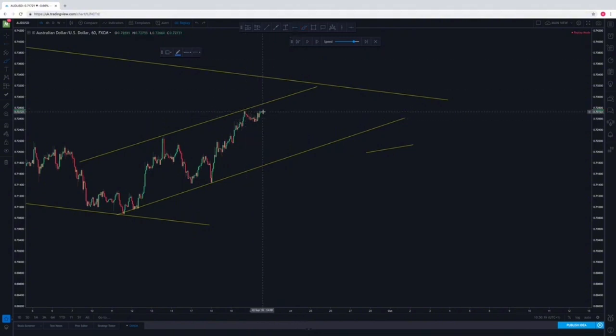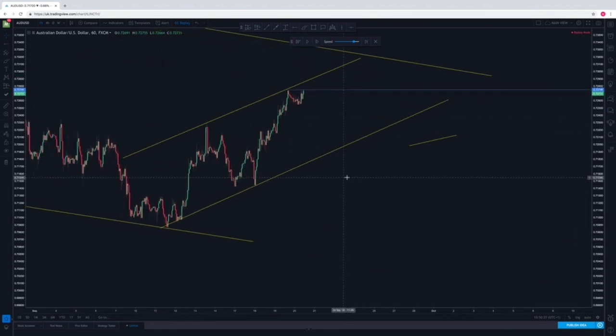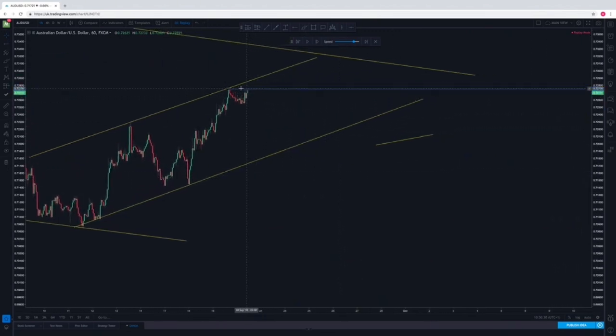So naturally we would say, right, we will either get a touch of the 1, 2, 3, or we'll have the override here where it doesn't need to make it. That's what we need to realize. We don't need to get to the outer structure. So then naturally we would see, is there any kind of rejection? This would be your typical double top.